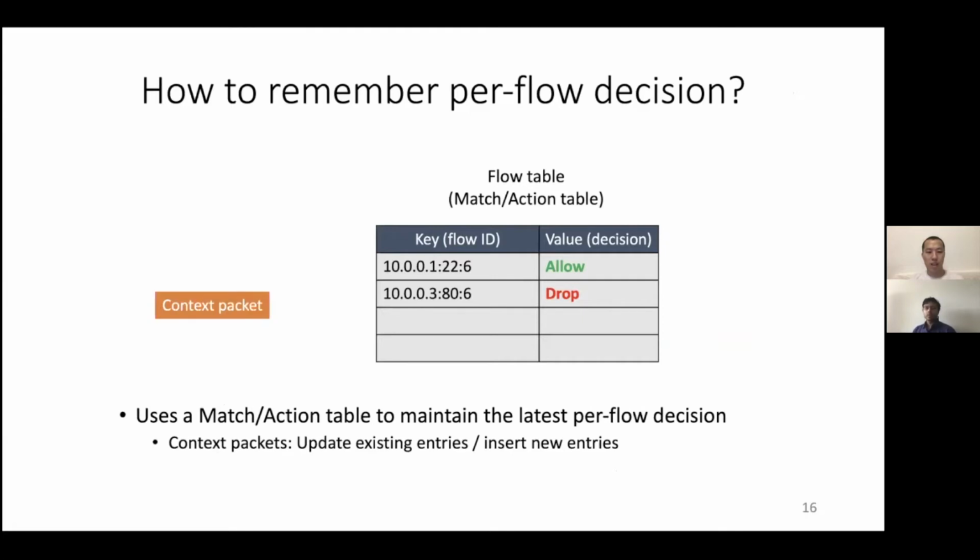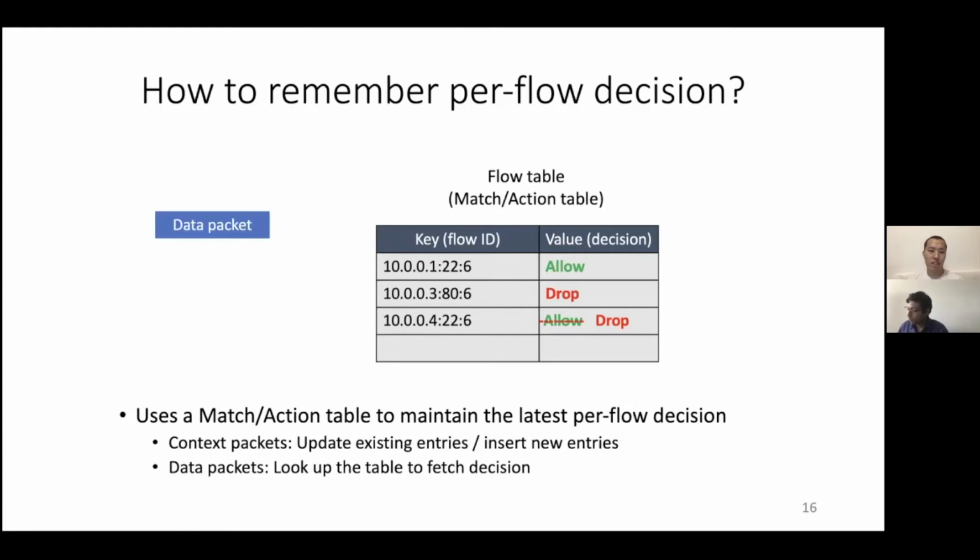When a context packet comes in, it might add a new entry because this may come from a new flow. In this case, we add a new entry. If the context packet is from an existing flow, we can update the entry. In this case, we change the decision to drop. For data packets, it's easier because we just look up the table, find the corresponding decision and enforce it on the packet. In this case, this flow we should allow, and for the other flow we should drop. This is the key data structure we have used in the data plane.